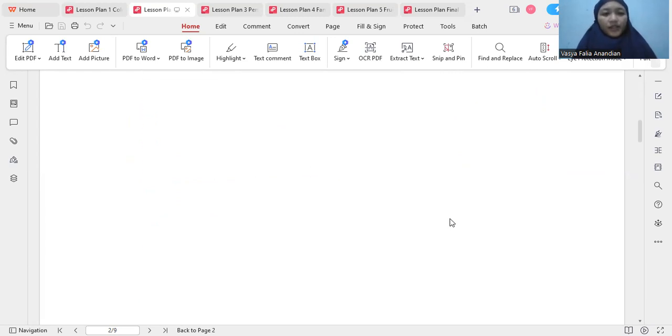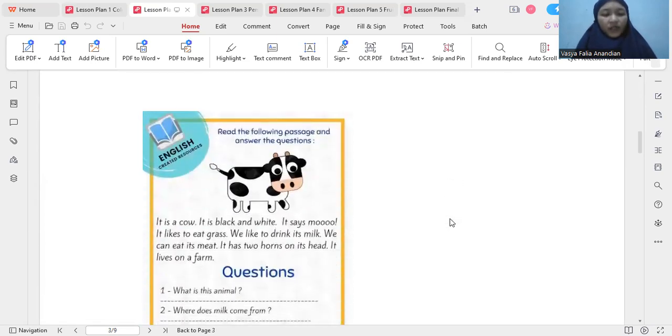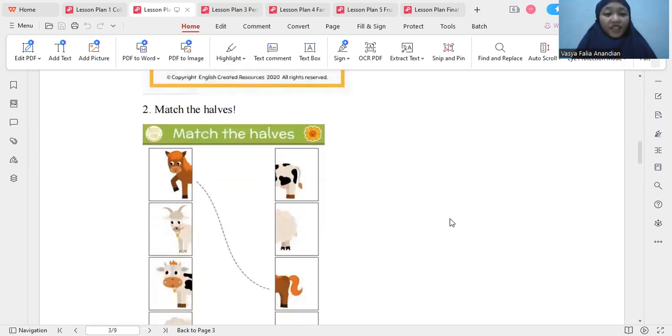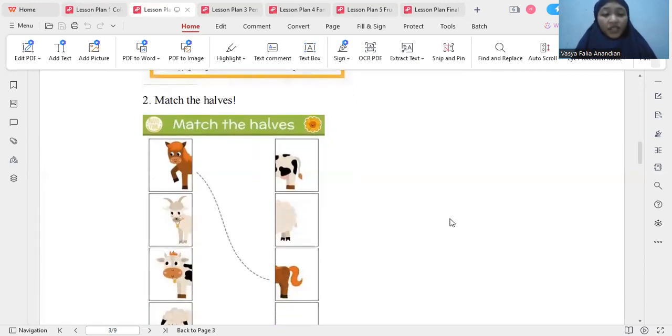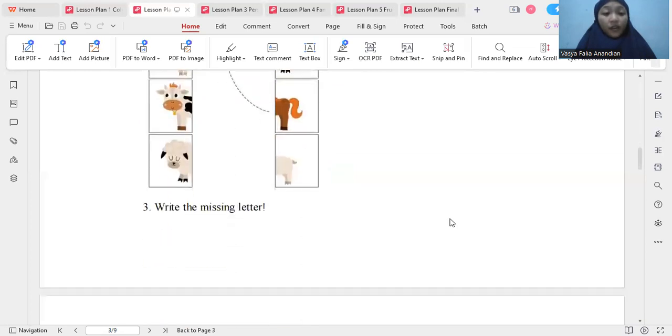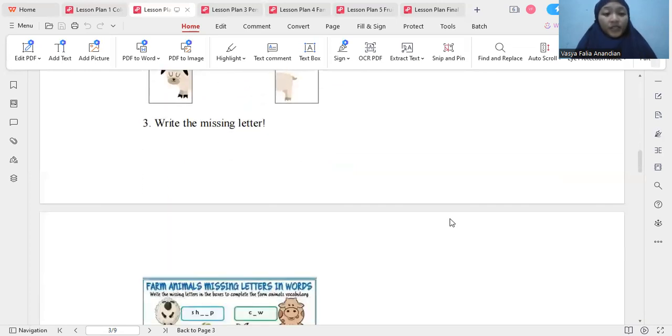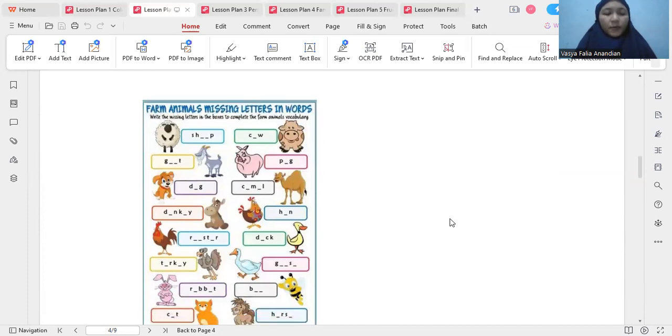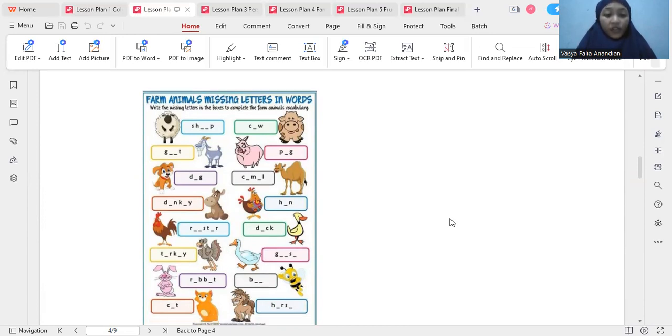So the materials, first, is read the following passage and answer the question. This passage is focused on reading skills. So the second is match the halves. Match the halves based on the animals on the farm. Third is write the missing letter. Write the missing letter based on the picture. The clue they can use is the picture on that worksheet.